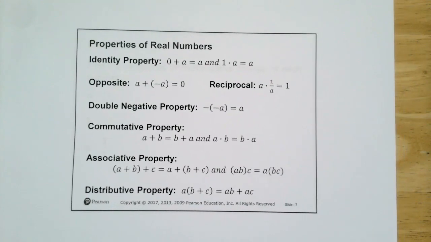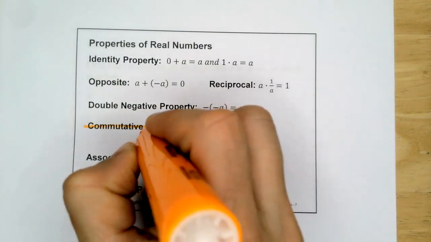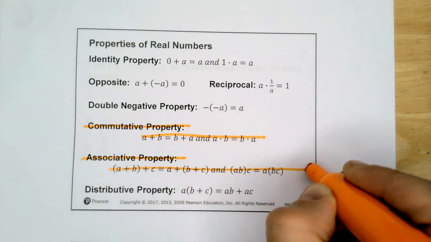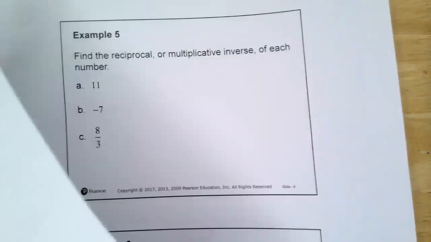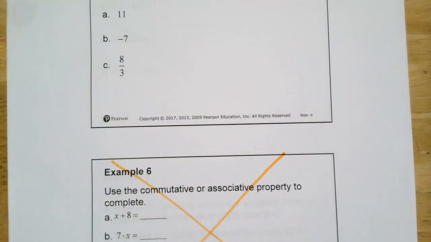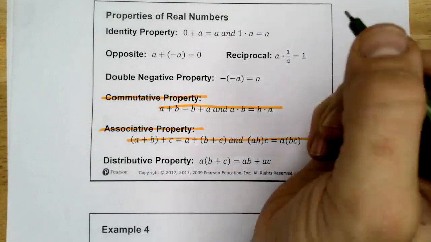All right. Properties of real numbers. I am not going to talk about the commutative property. It is not important. I'm not going to talk about the associative property. It is not important. Therefore, we're going to go ahead in the notes and ignore this page of them, okay? That would be not worth talking about, in my opinion, for this class.